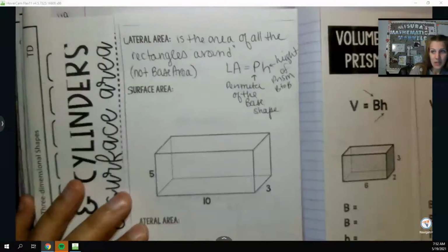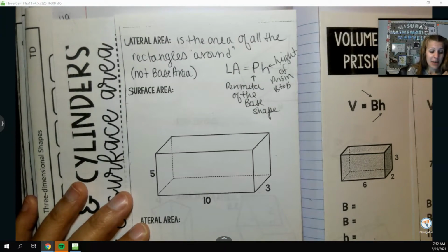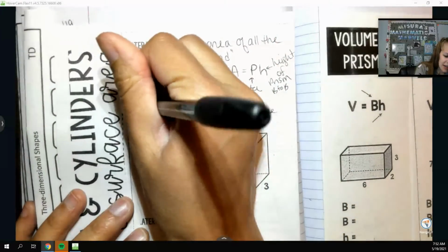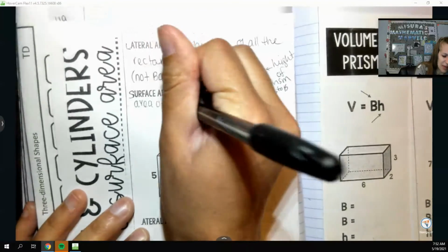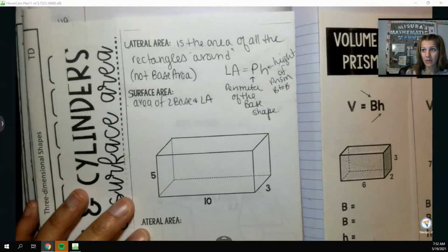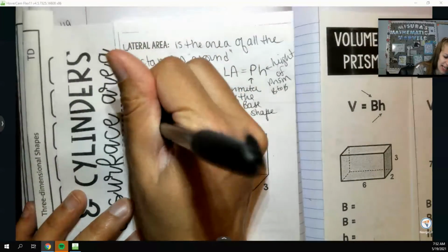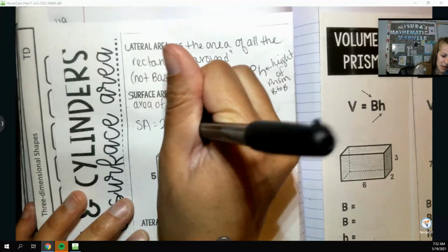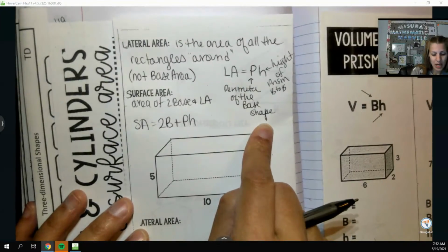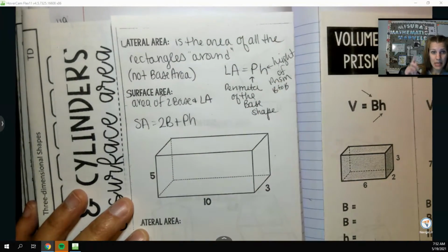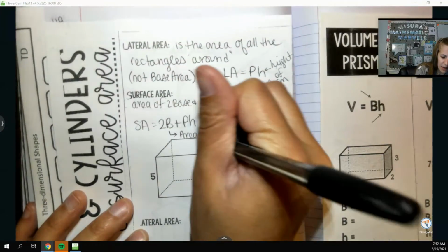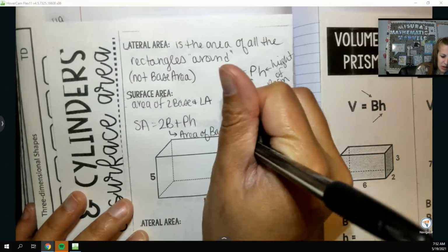Now, if I do want the full surface area, then that is the area of the bases and the stuff around. So area of two bases and lateral area, so stuff around. And so our formula for that again was 2B plus PH, where PH is just this one, so we already know it's perimeter of the base shape times the height of the prism, base to base. But big B stands for area of base shape.